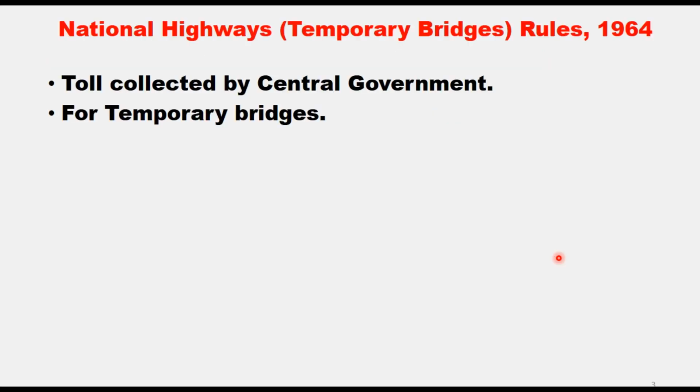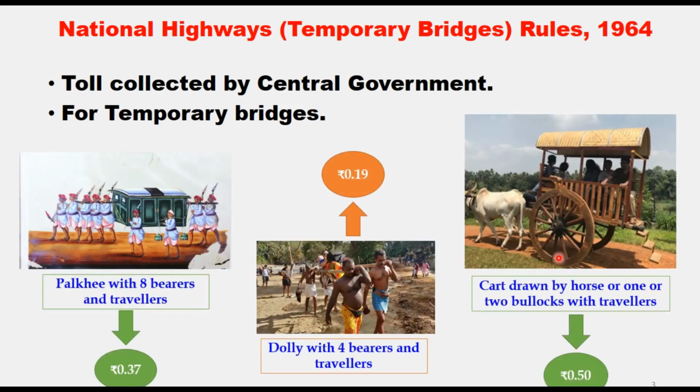The National Highways Temporary Bridges Rules of 1964 are for temporary bridges constructed on national highways. The fee was collected by the central government, and the transportation during the 60s was mostly in palkis and dolis, and therefore the tolls were collected for the users using these services.